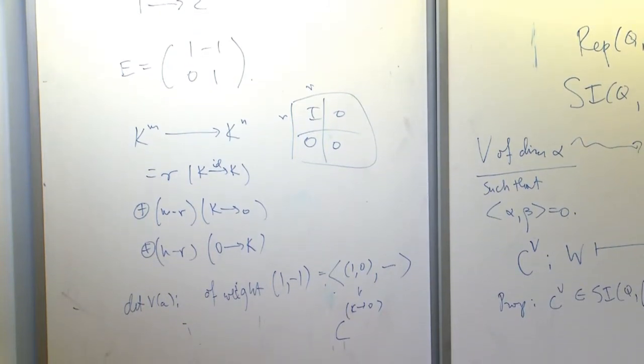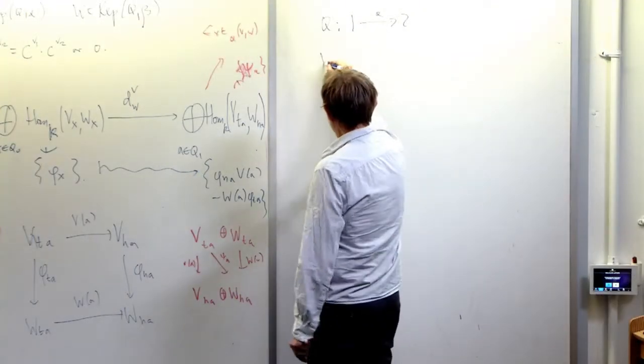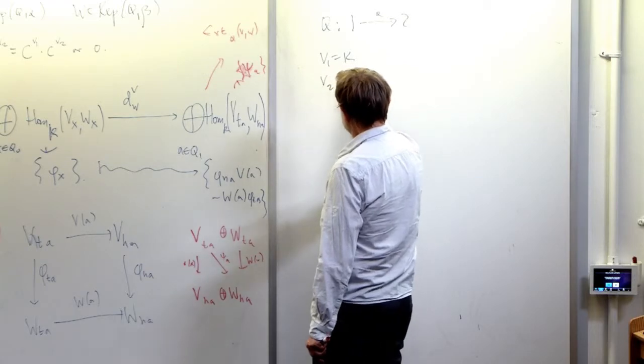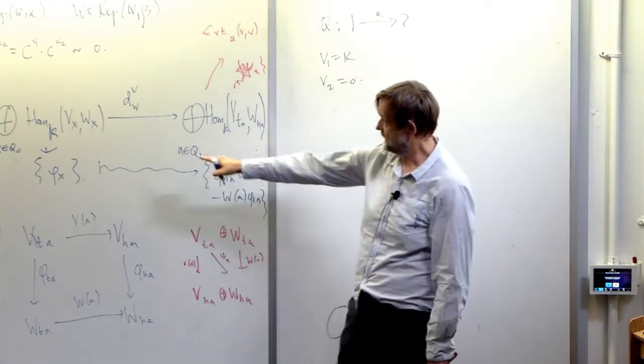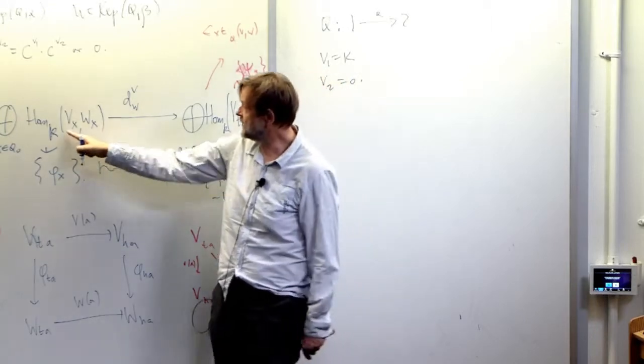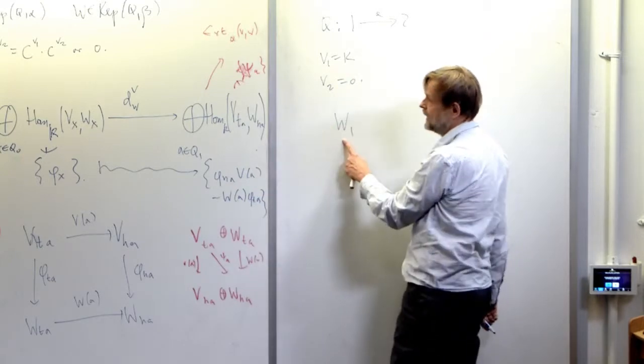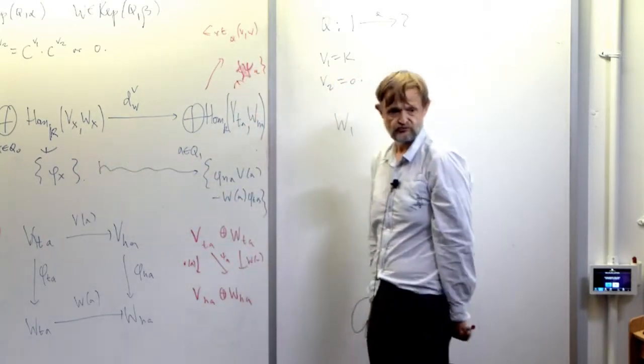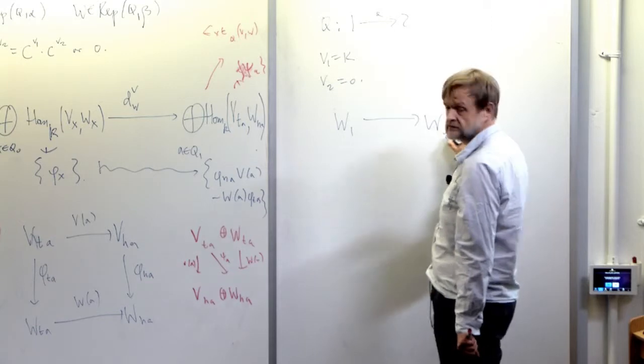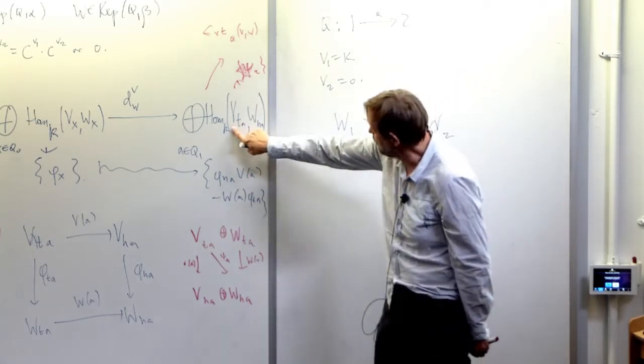And you can see it from the definition also here. Let's just run the definition. What is it when my representation is K0? Let's do this linear map. So I have now Q is 1 to 2, A. I have two vertices: V1 equals K, V2 equals 0. So I have W1, because I have Hom from K to W1 plus Hom from 0 to W2. And here I have W2, because there's Hom from V1 to W2.